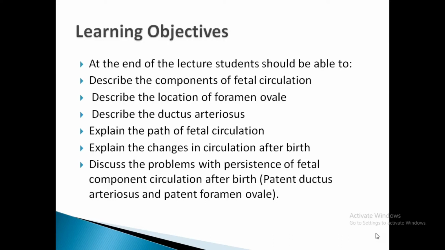Learning objectives. At the end of the lecture, students should be able to describe the components of fetal circulation, describe the location of foramen ovale, describe the ductus arteriosus, explain the path of fetal circulation, explain the changes in circulation after birth, and discuss the problems with persistence of fetal circulation components after birth, that is patent ductus arteriosus and patent foramen ovale.